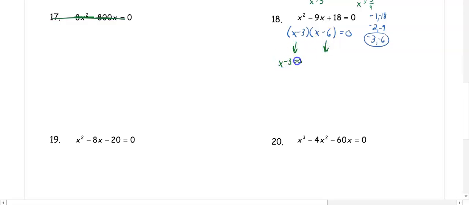So x minus 3 equals 0. We can add 3, so x is 3. X minus 6 equals 0. We can add 6, so x is 6.